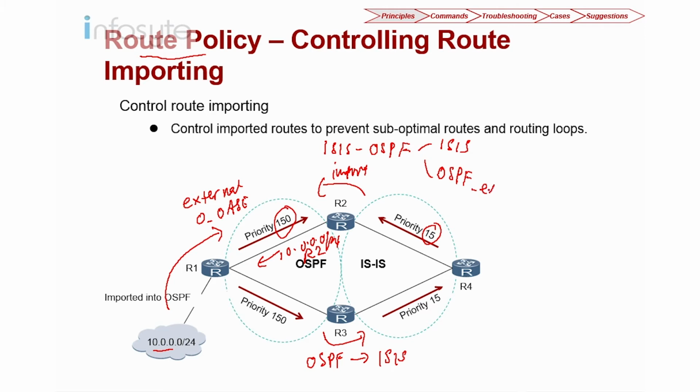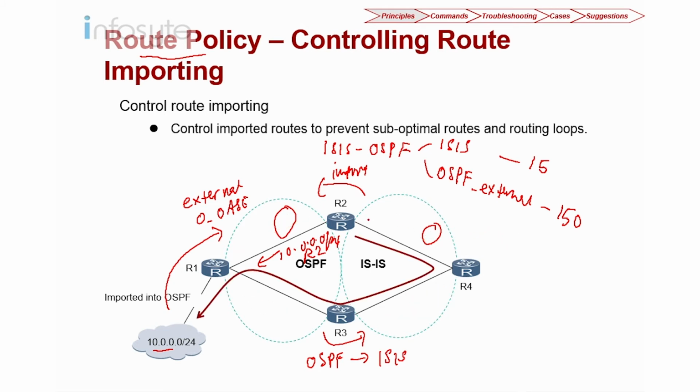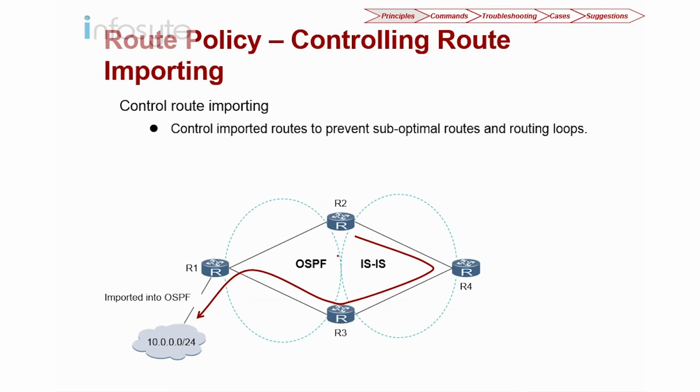But this one is external. So in ISIS, my preference will be 15, and for OSPF external, it will be 150. What will happen here is R2 will use R4, then R3, and finally R1 to reach the destination. Now, this is not the best path. This is one of the problems that we are facing. We are facing a suboptimal route.